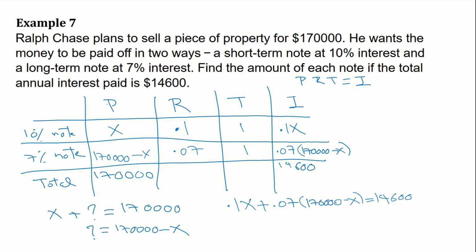is equal to 14,600. Now we can clear the decimals if we multiply both sides by 100. This one needs a 10 to clear, this one needs 100. So we always multiply by the one that requires the highest power of 10 to clear. And of course we multiply both sides, and because of distribution, all terms by 100.